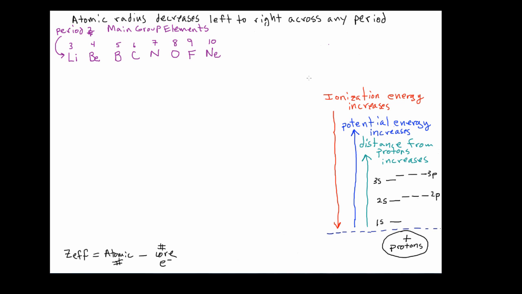To talk about why this happens, I am going to focus on the elements that are in period 2, starting with lithium and moving left to right and terminating with neon. All right, now you'll notice, and what I've done here is provided you with the atomic numbers. You notice that as we start with lithium and we end with neon, the atomic number is increasing.